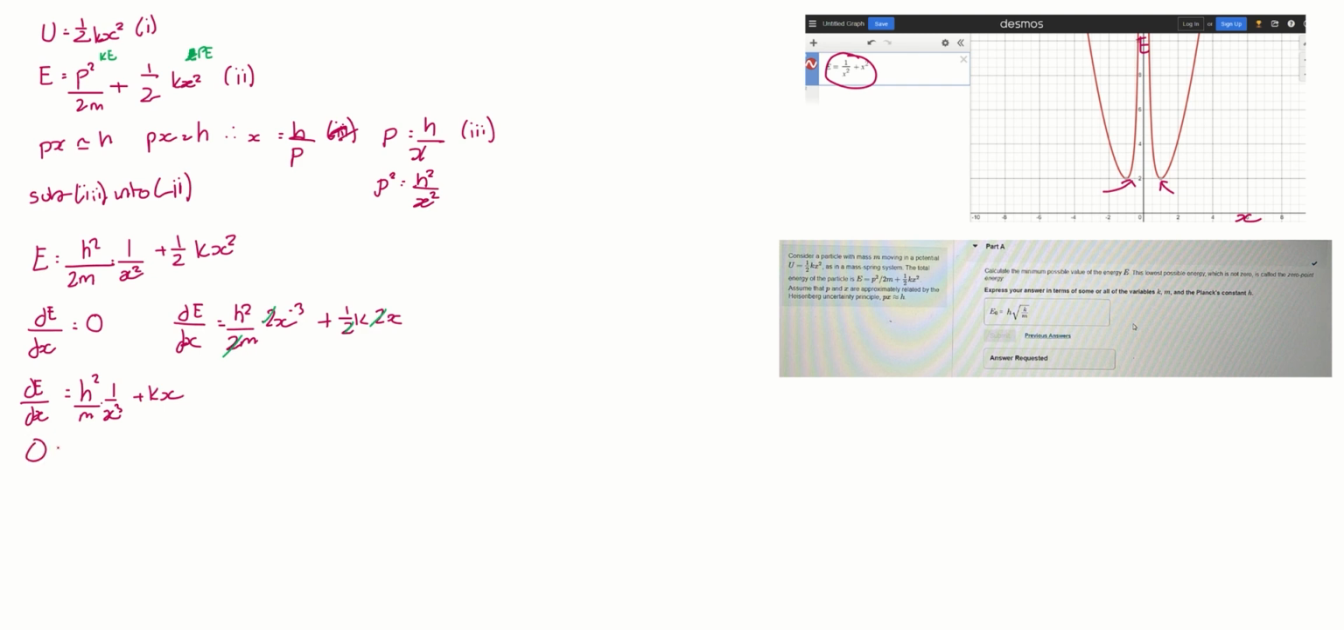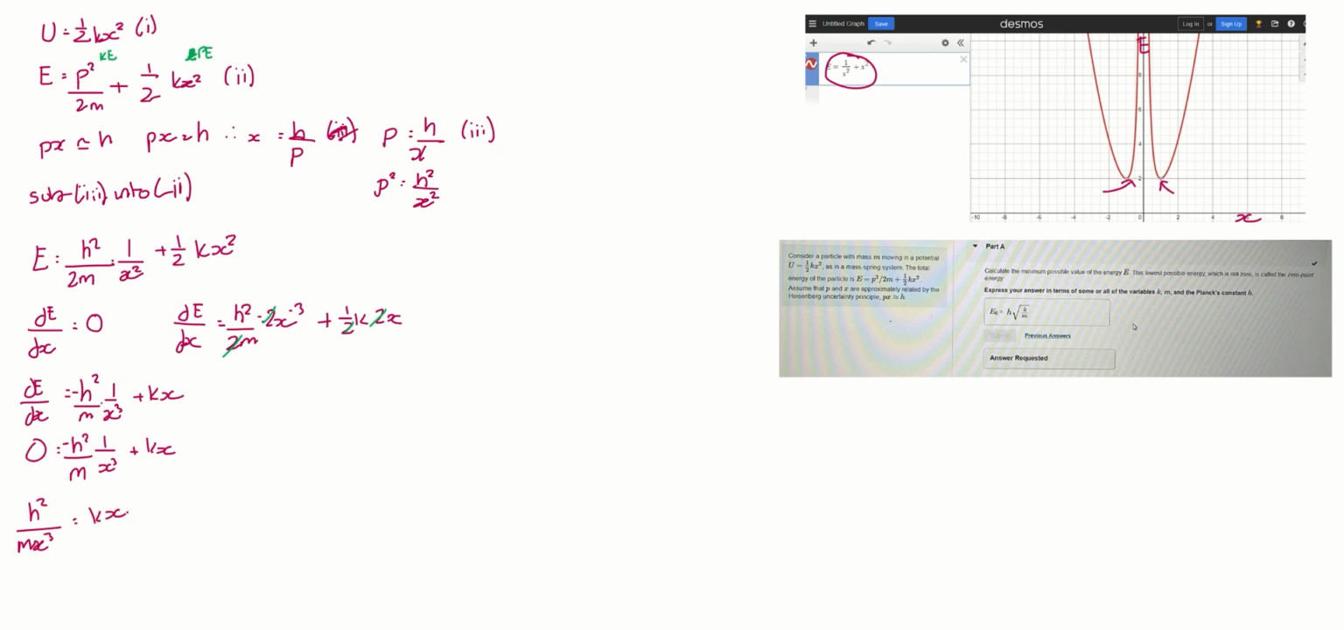So 0 equals h squared over m, 1 over x cubed plus kx. And I did forget something, because there's a minus there. That's minus there as well, because when you differentiate the 1 over x squared, that's minus 2x. There's a minus there. So that's quite handy, because then we just got h squared over, I'm just going to write it all together, mx cubed equals kx.